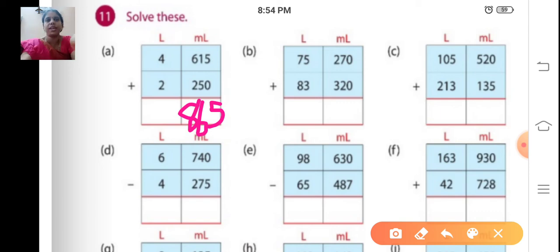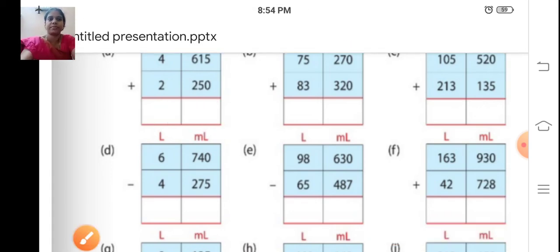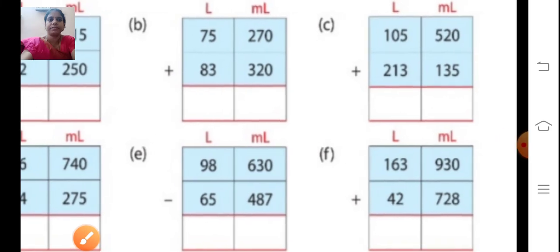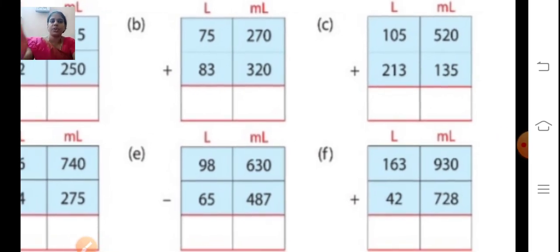Then move on to the liters. 4 plus 2, 6. Shall we move on to the next sum? Or will you do it as homework? Yes, do it as homework. C sum. And we are going to add C sum. B sum is homework for you.